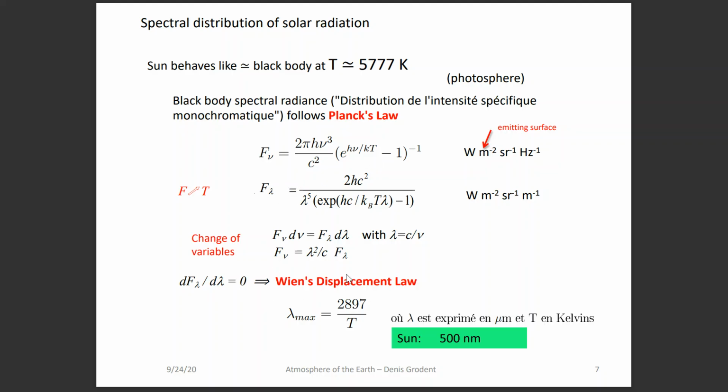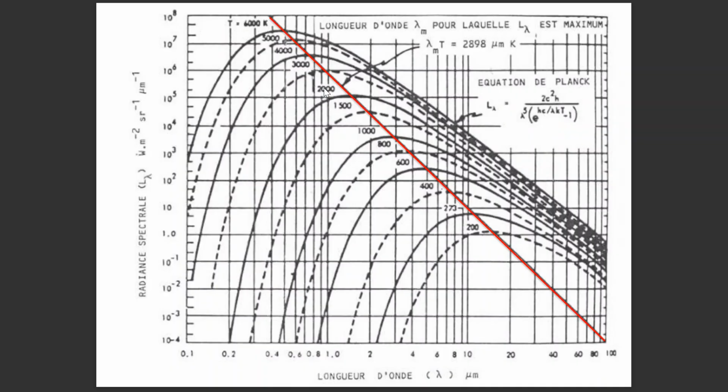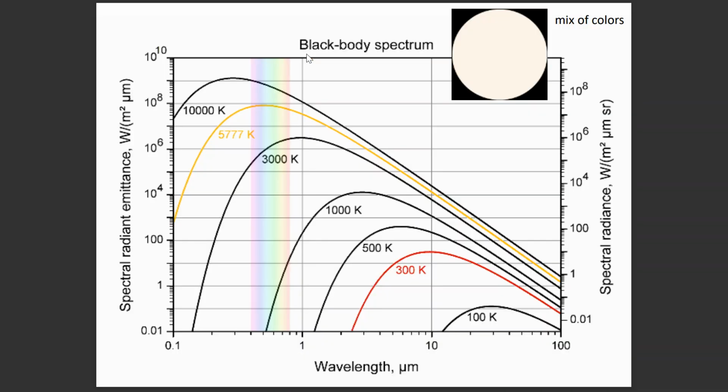Wien's displacement law provides us the wavelength at which the sun emits the most. So the sun is approximately here. It emits mainly in the visible range, between 400 and 700 nanometers. Here it's in micrometers. So yeah, this is the black body radiation following Planck's law. The sun, here in yellow, emits mainly in the visible, as you can see.